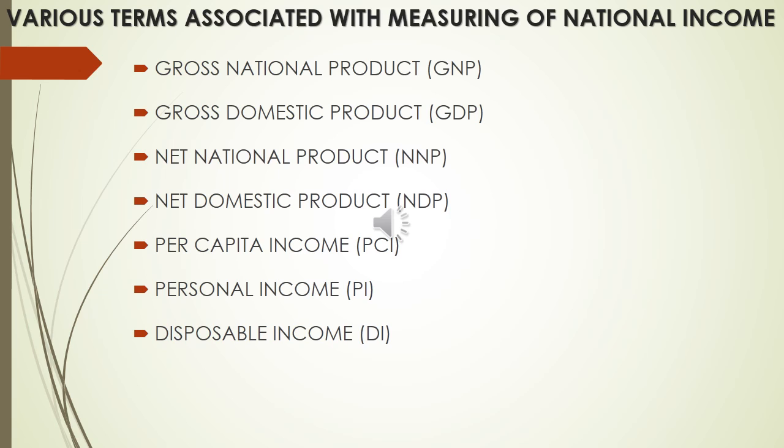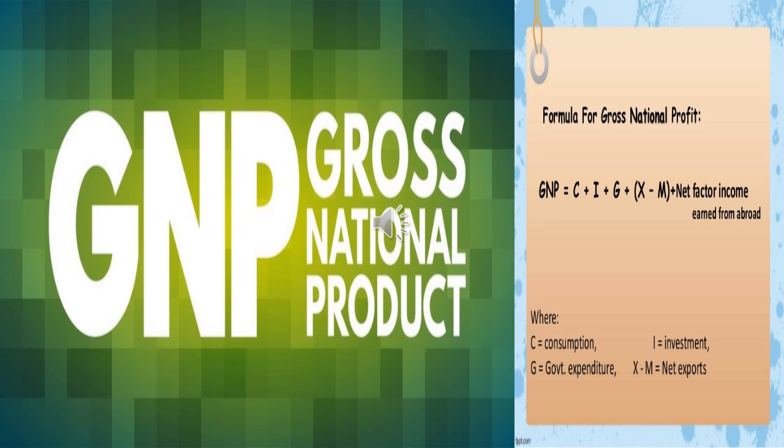We will discuss them one by one. We will see the definition of each term associated with measuring national income. First, gross national product, GNP. GNP is the total value of goods and services produced and income received in a year by the domestic residents of a country.